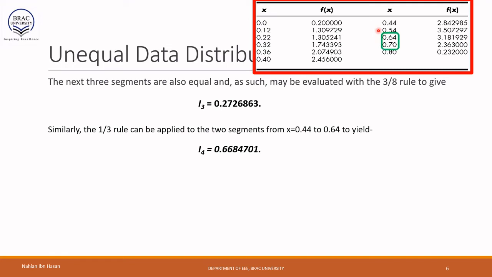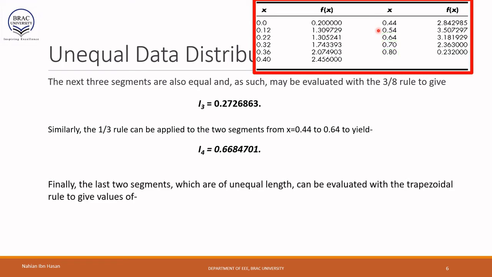0.6684701. Okay, in the last two segments, 0.64 to 0.7 and 0.7 to 0.8, the widths are not equal. So we are not going to use the Simpson's rule, rather we are going to use the trapezoidal rule here because they are of unequal width. As a result, we will get two more integration variables for the last two segments, I5 equal to something like this and I6 equal to 0.12975.